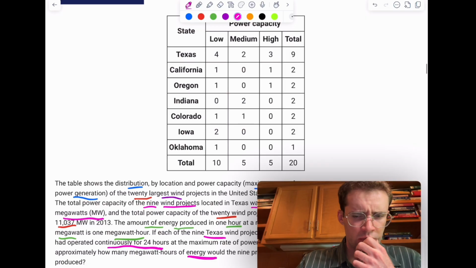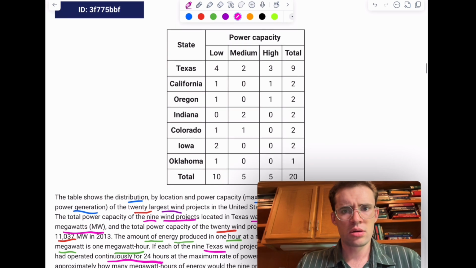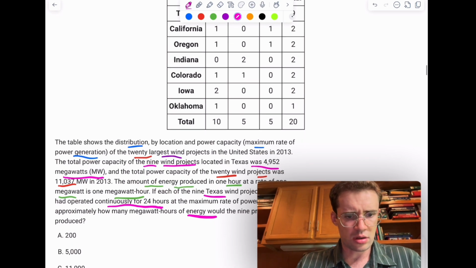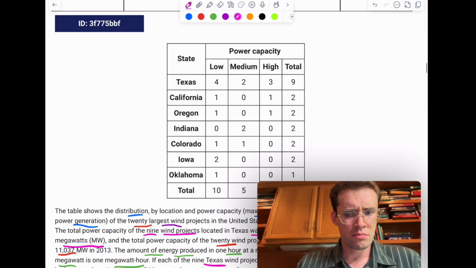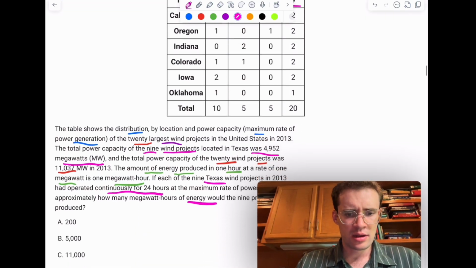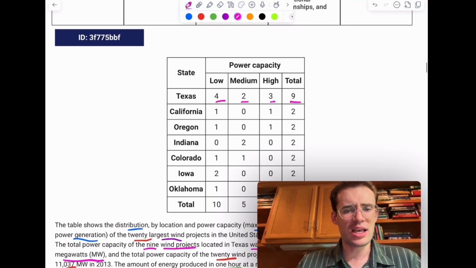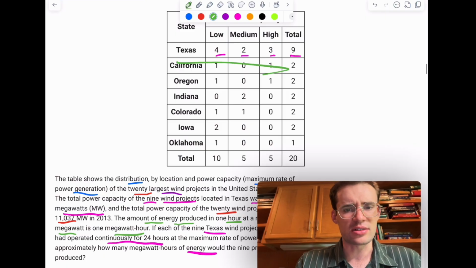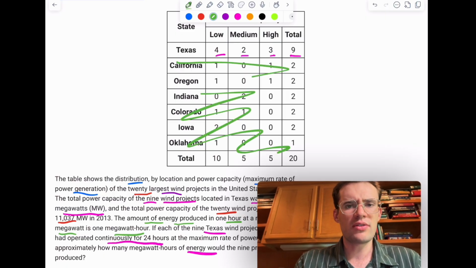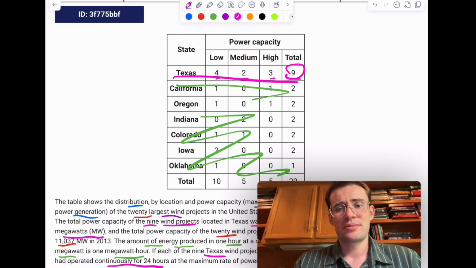And what is the table? 4,952 mega... that's the power capacity, I thought. And this adds up to 9. Oh, that's how many low, how many medium, how many high. They didn't talk about that at all in the word problem, though. Okay, so this is kind of interesting. You don't need this. For one, I was going to say you don't need to use any of this other stuff in the table because we're only talking about Texas. But you don't even need this part. It's just telling you basically where those 9 energy sources are, as far as whether they're low producers, medium producers, or high producers.